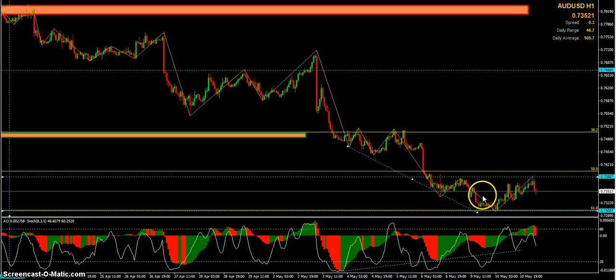It's running out of steam on the downside. So if I'm short in this position, I should seriously be looking to get out. Round about this area here was where I was looking to get out.